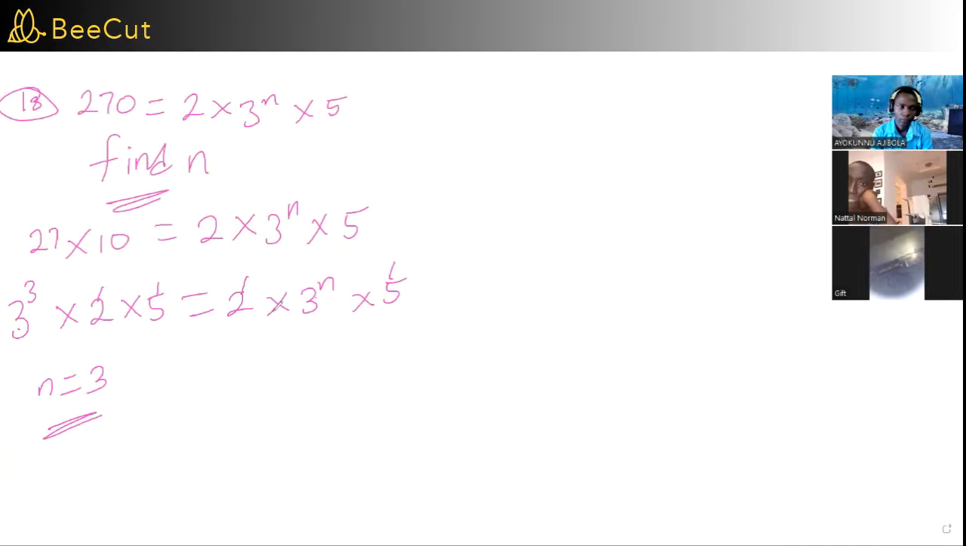This is very simple. I'll go over the explanation. You are looking for n, which is the power of this 3. You have 270 on the left side. You have 2, 3, and 5 here. 2, then 3 raised to power n. This is power 1, this is power 1, this is power n. You split this into what will give you the factors of the numbers that you have.